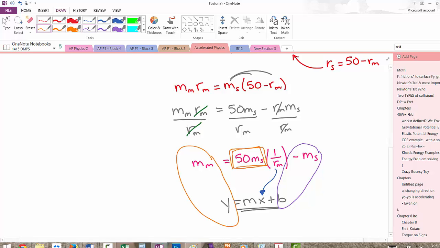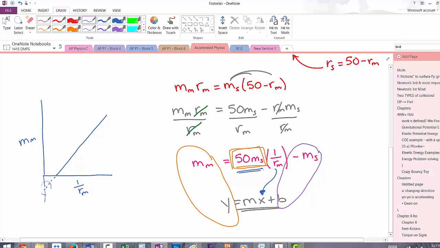So again, let me say that again. If I graph this, and on the y-axis I put m sub m, and on the x-axis, I put 1 over, and that's really important, the 1 over r sub m. According to this, we should get a straight line with a negative y-intercept. So the y-intercept will live down here somewhere. And a slope of 50 m sub s.